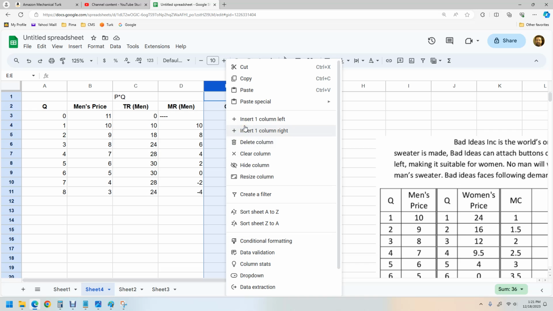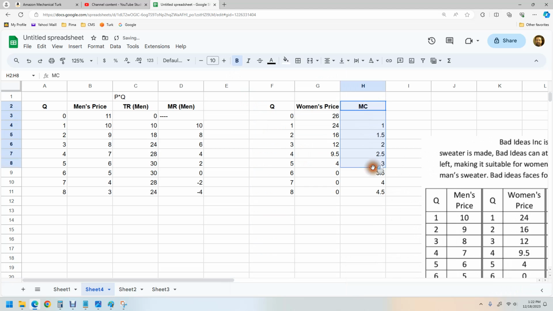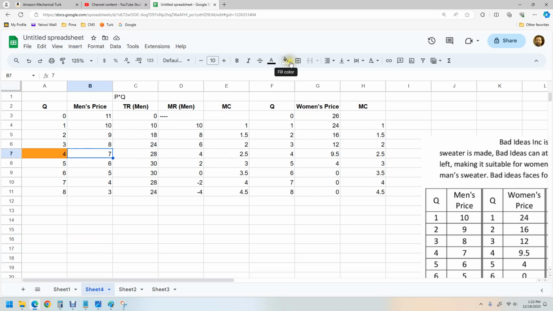One thing we could do is break the whole problem up into two different problems. We could copy this over here and paste it right there. We're just going to go through. Every time marginal revenue is higher than marginal cost, we're going to produce it. Higher, higher, higher, not higher. So the right answer for men is 4. That's the last unit where marginal revenue is higher than marginal cost. And the men's price is going to be 7. So for men, quantity is 4, price is 7.